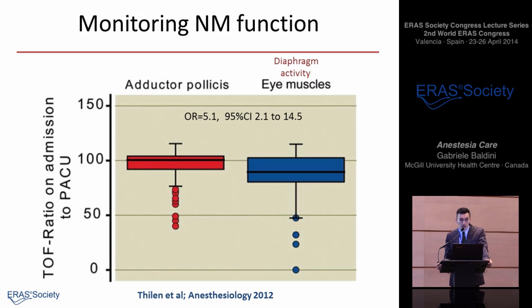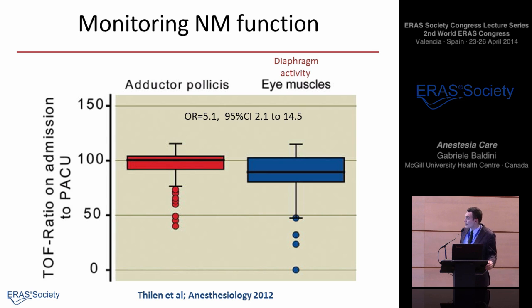So where are we going to measure it? All the early studies on muscle relaxation were performed at the adductor pollicis, and especially in patients undergoing laparoscopic surgery who have both arms tucked in, this is not very practical to do. So they started using neuromuscular monitoring at the level of the eye muscles.